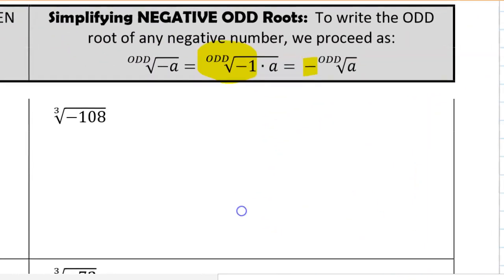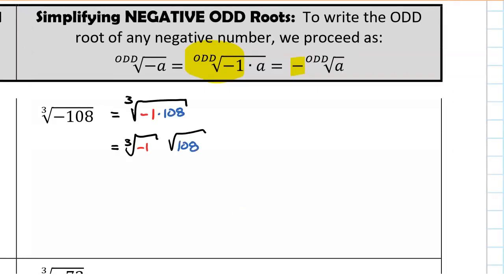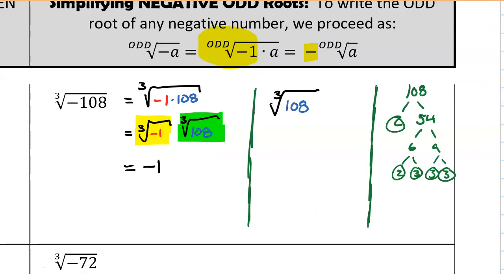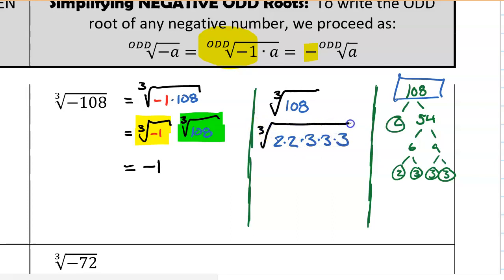So looking at the cube root of negative 108 and thinking about it as negative 1 times 108, or the cube root of negative 1 times 108, we're going to interpret this cube root of negative 1, well, that just is a negative value, or a negative 1. And we're going to go ahead then and simplify the cube root of 108, just like we have in the past. So I made a factor tree for 108, which means I can then interpret 108 as 2 times 2 times 3 times 3 times 3, all underneath the cube root.